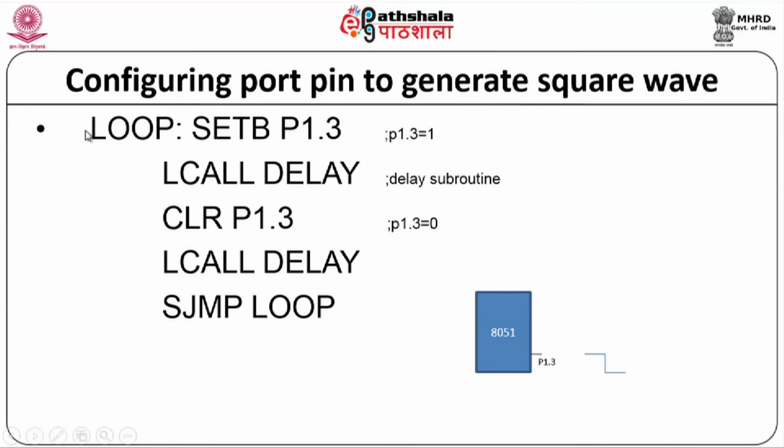So, now loop is a tag I have placed for jumping, and SETB P1.3. SETB tells that I am setting the P1.3 pin equal to 1. Now, I have set it for 1. LCALL delay. What I am trying to say here is that it is a subroutine called for making a delay.